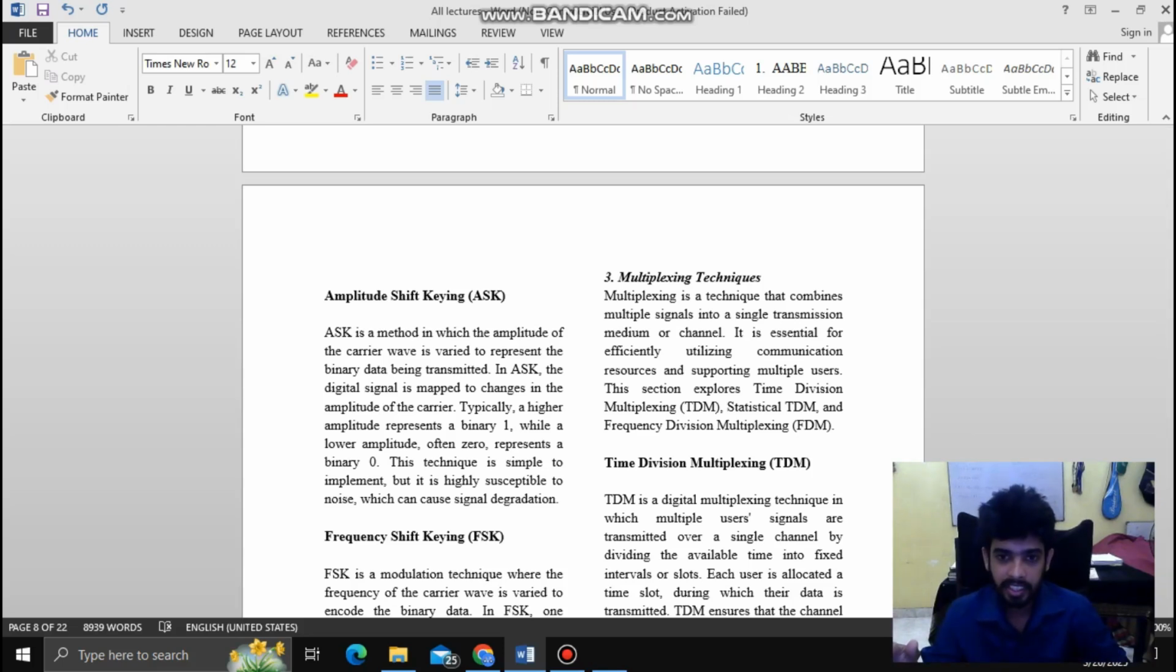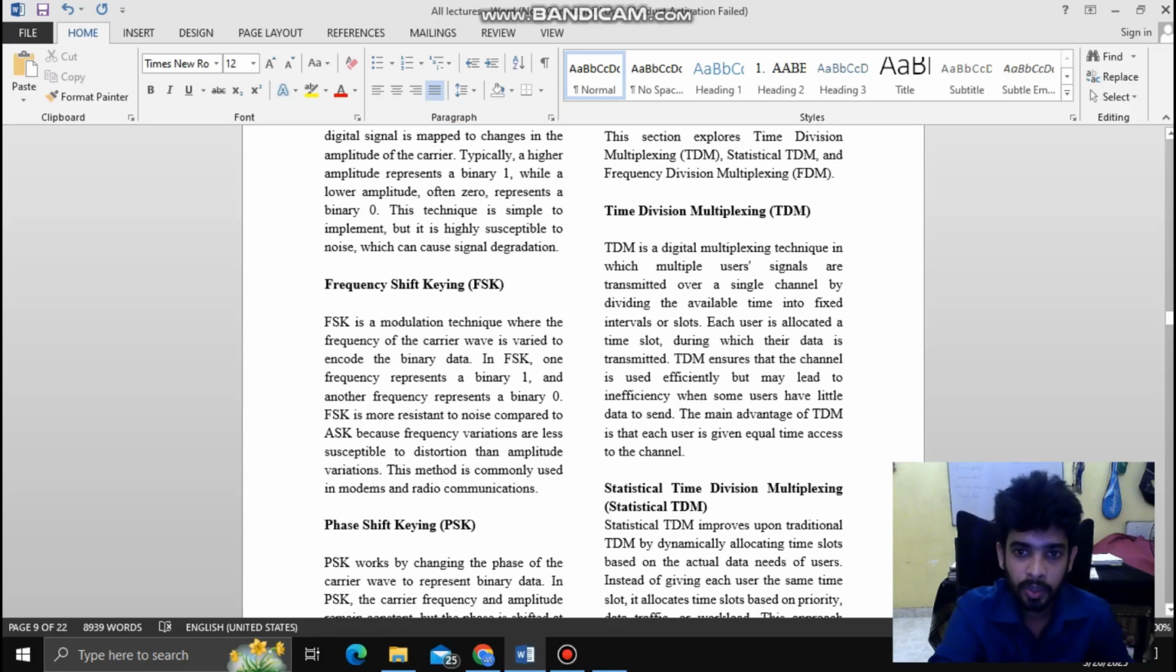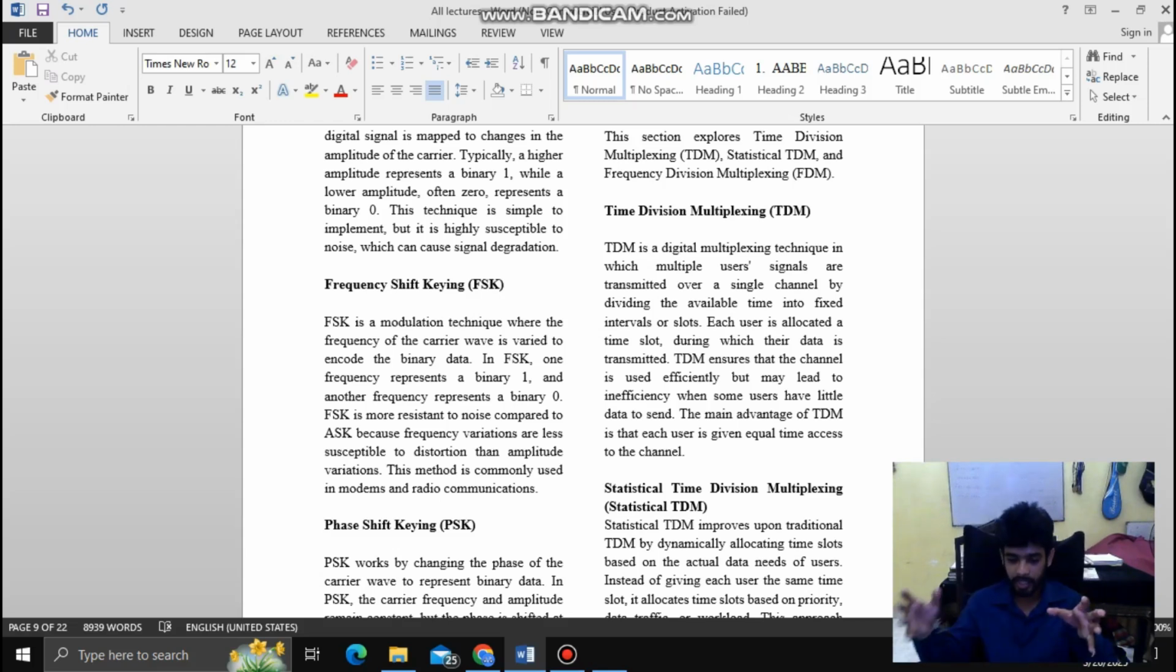This part focuses on some multiplexing techniques. The first one is time division multiplexing, we call it TDM. Then statistical TDM, and frequency division multiplexing, FDM. TDM is a technique where multiple user signals are transmitted over a single channel by dividing the available time into fixed intervals.